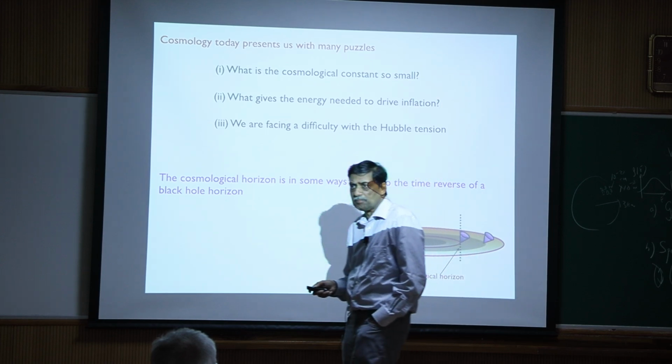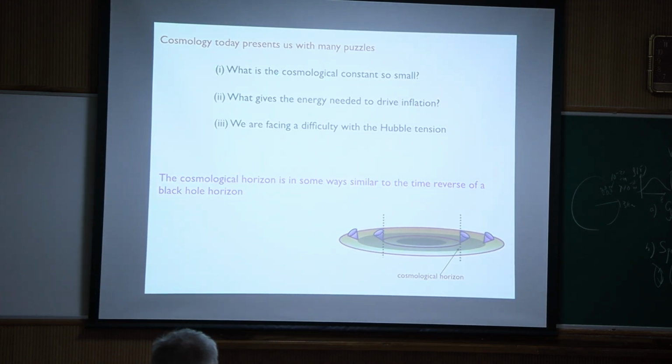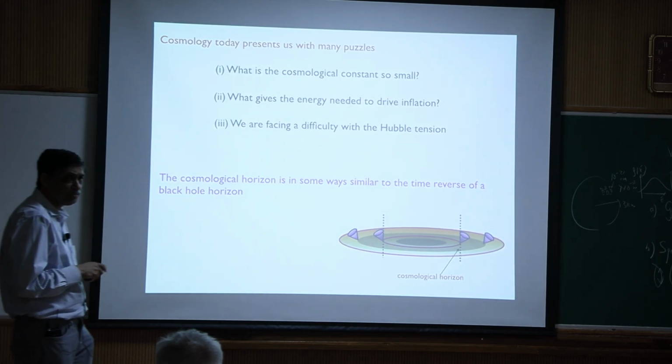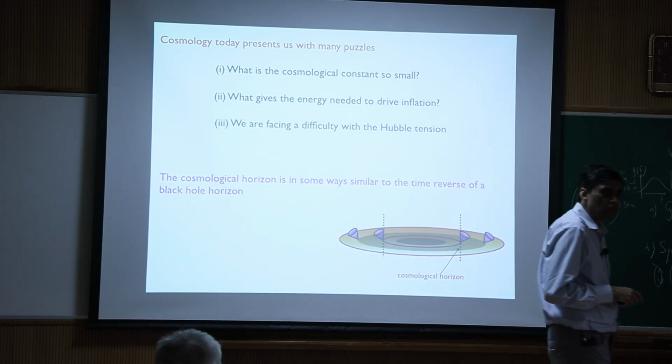We solved the black hole puzzle, but it should tell us something about what to do in the future. And the most interesting thing is to go and look at cosmology. There are many puzzles in cosmology. Why is the cosmological constant so small? And what, for example, gives the energy required to drive inflation? There are many models, but I still find it a little puzzling. And there are all these troubles with the Hubble tension these days. The Hubble constant values are not matching. So these are all problems on the scale of the cosmological horizon.